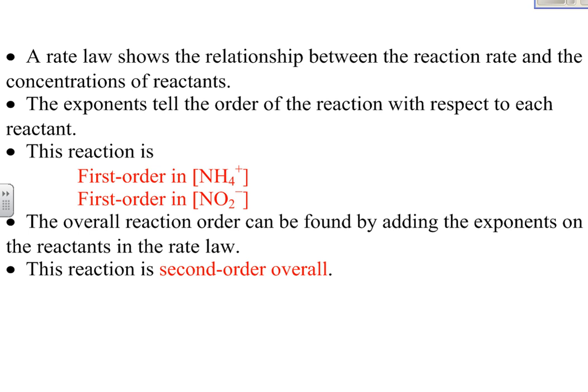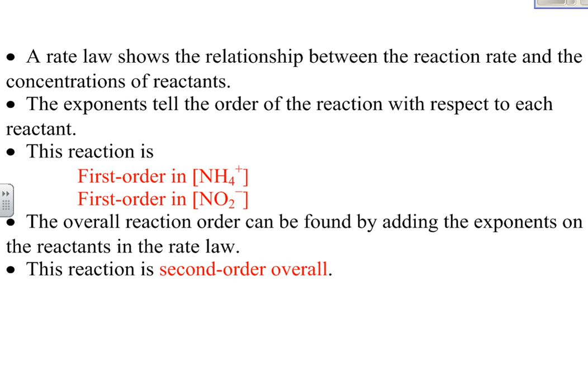Well, either way that you get it, we end up with our rate law, which shows the relationship between the reaction rate and the concentration of the reactants. Again, when we get toward the end of this chapter, that's going to be very meaningful in understanding what's going on in this reaction. The exponents tell the order of the reaction with respect to each reactant. In this reaction, they happen to be the same, but they don't always have to be the same.